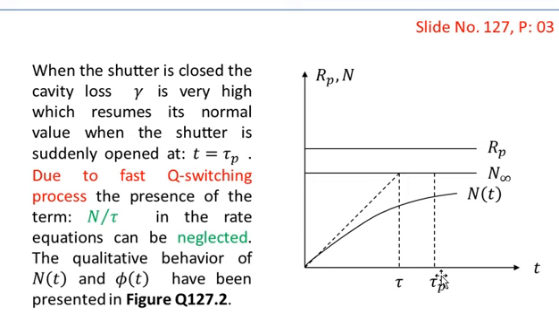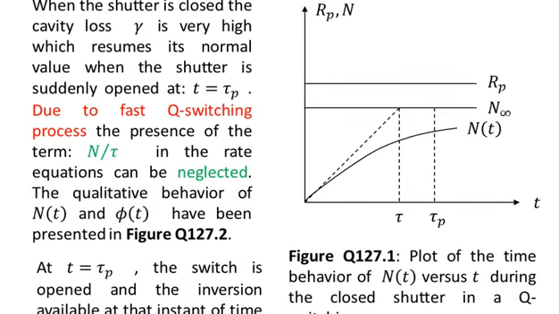So you see that this is the point. Tau p is the time at which we stop the pumping, at which time we open the shutter. When the shutter is suddenly opened at t equal to tau p, the cavity loss gamma will resume its normal value. The curve of gamma will be discussed in figure number 3. So bear with me and I shall explain the trend of gamma in greater detail in the next slide.